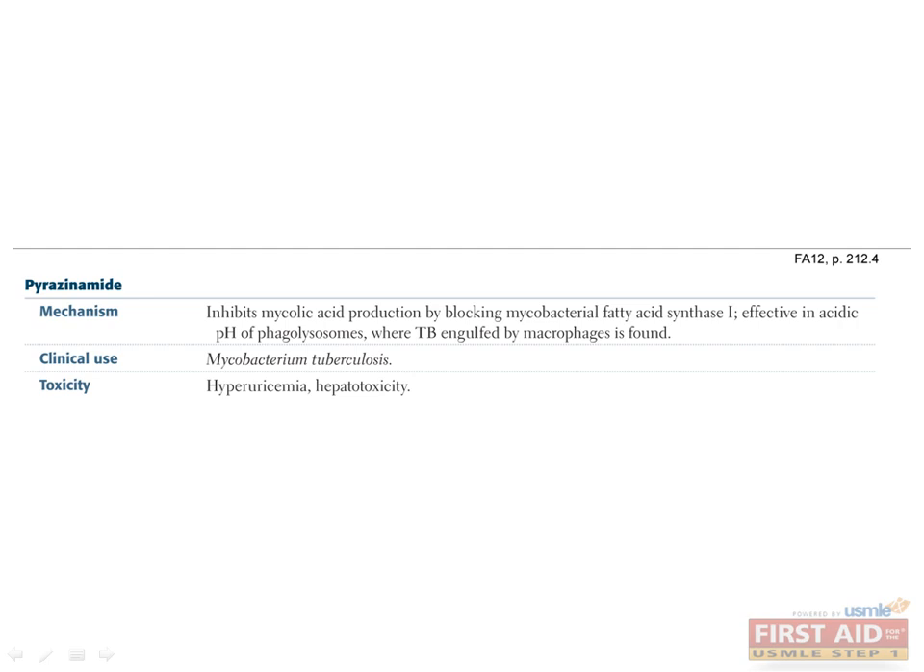Along with rifampin and isoniazid, pyrazinamide is another drug used to treat M. tuberculosis. It works by blocking mycobacterial fatty acid synthesis and is particularly effective in the acidic pH of phagolysosomes, where TB is found after being engulfed by macrophages. Its toxicities include hyperuricemia and hepatotoxicity.